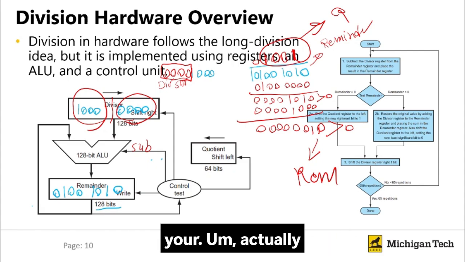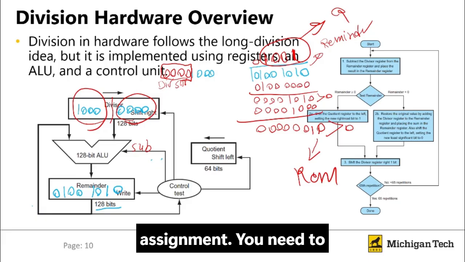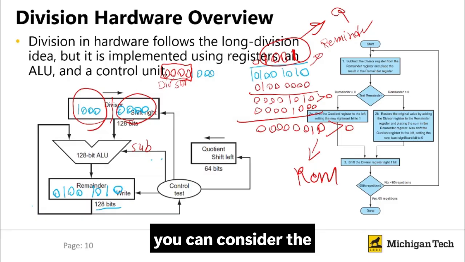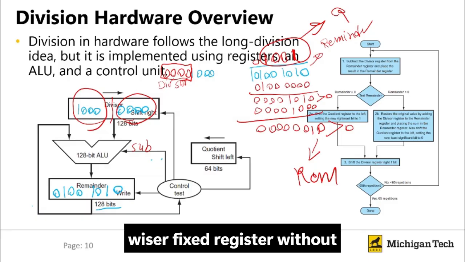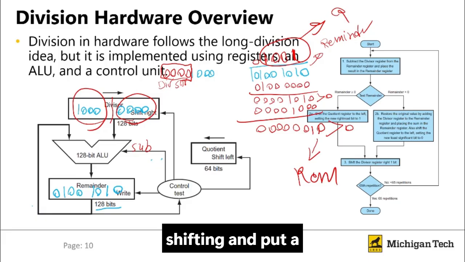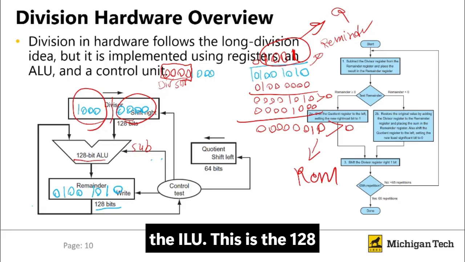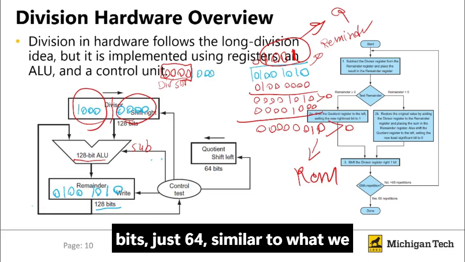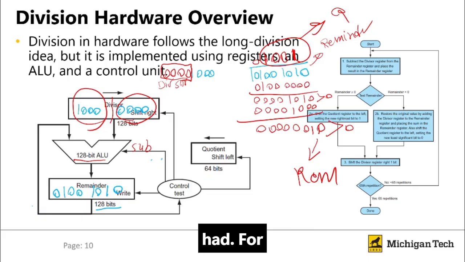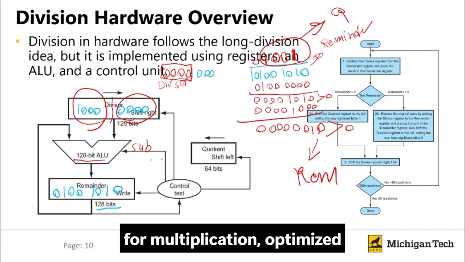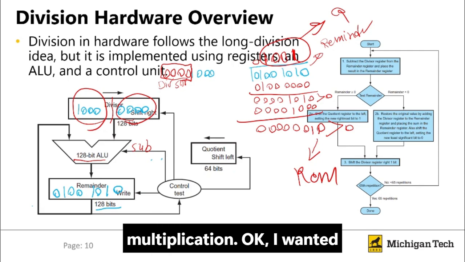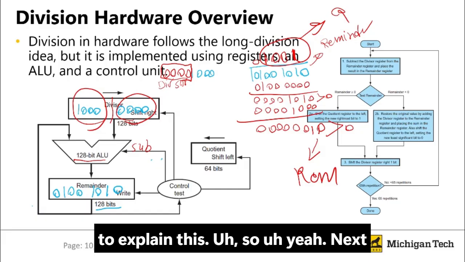For your assignment, you need to optimize this. Instead of having 128 bits, you can consider the divisor a fixed register without shifting, put a big remainder, and put the ALU at just 64 bits instead of 128, similar to what we had for optimized multiplication. I wanted to explain this.